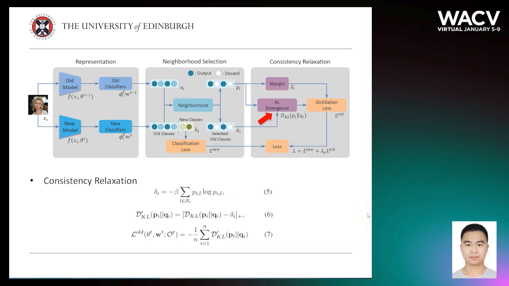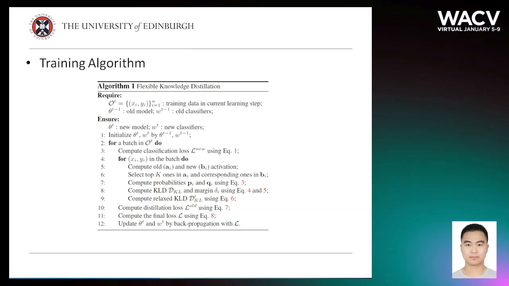We introduce the consistency relaxation module. We use the hinge loss when computing the distillation loss. The relaxation will provide the flexibility when learning the new model. This is the training algorithm.